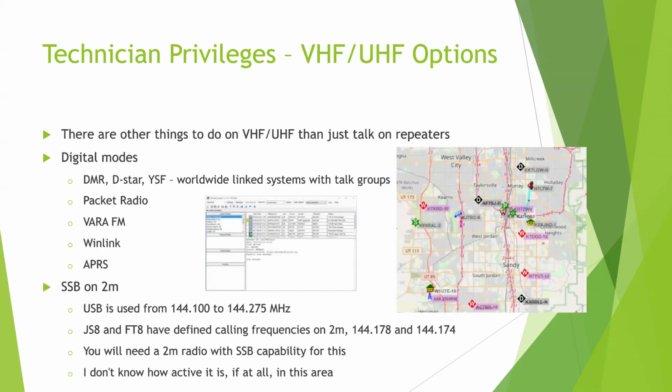All right. So let's talk about some VHF, UHF options. There's other things to do on VHF and UHF other than just talk on repeaters. There are digital modes. We've got DMR, we've got D-Star, we've got Yaesu System Fusion. DMR and D-Star are worldwide linked systems with talk groups. You can talk to people on the other side of the planet. I know Ragnar does this all the time. He's on the Norway talk group and talks to people in Norway. That's where he's from, and does that quite often. You can pick up different talk groups from all over the place.